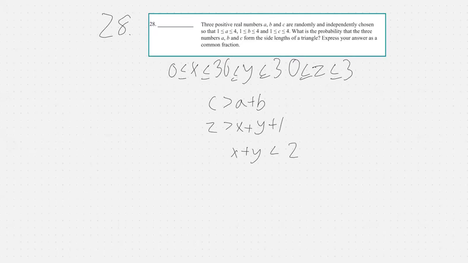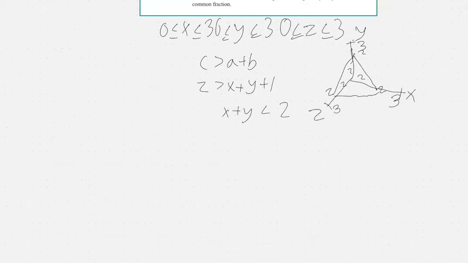If this is your xy plane, and this is x, y, and z, this 3, this 3, this 3, it will be this tetrahedron when z is greater than x plus y plus 1. And the sides will be 2, 2, 2, so the volume of that tetrahedron will be the base, 1/2 times 2 times 2, which is 2, and then 1/3 times base times height. So the volume of that tetrahedron is 4/3.